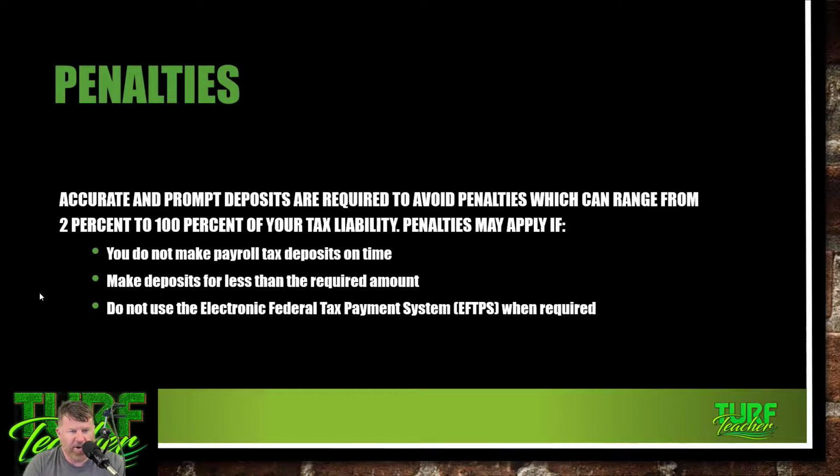Penalties. Accurate and prompt deposits are required to avoid penalties, which can range from 2% to 100% of your tax liability. Penalties may apply if you do not make payroll tax deposits on time, make deposits for less than the required amount, and do not use the electronic federal tax payment system, EFTPS, when required.